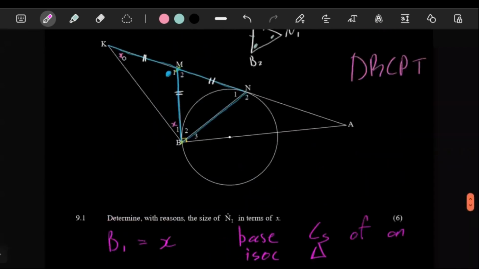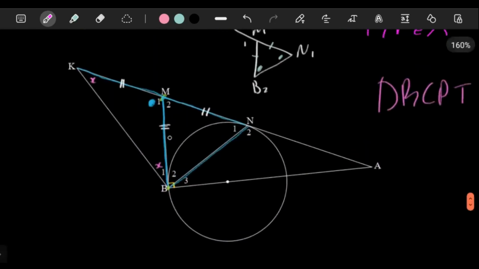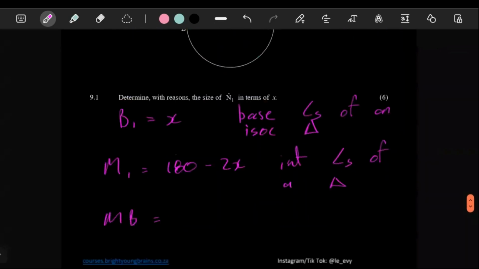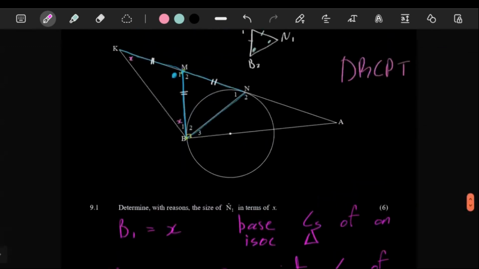You see, because there's x there, there's x there. The reason here: interior angles of a triangle. And then we're going to tell them that these are equal because they're tangents from the same point. MB is equal to MN, tangents from the same point. So these tangents from the same point, they're equal, fine.